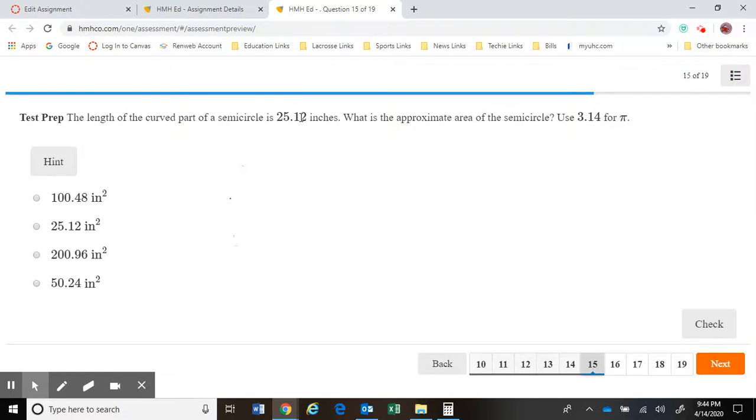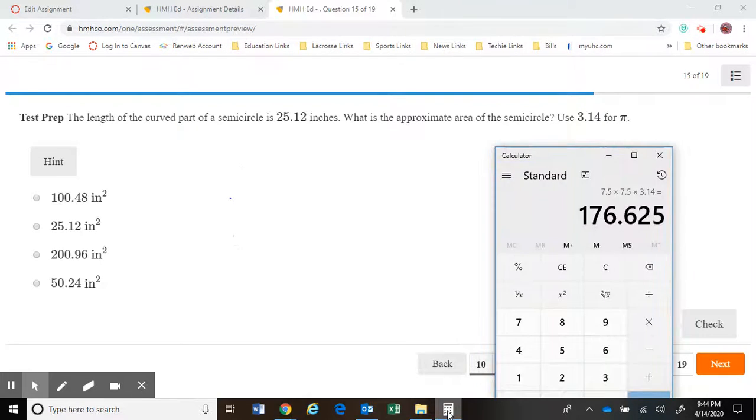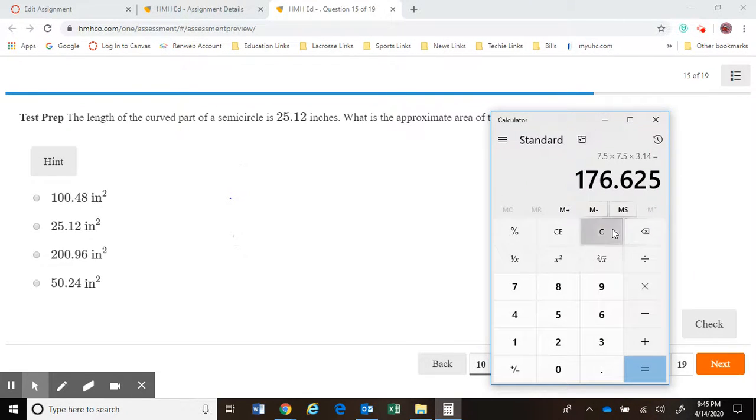So first of all, since they've given me the circular part of it, they've given me the circumference. So the first thing I need to do, of course, is to find what the diameter would be. Let's see, what would my diameter be? 25.12, and I want to divide that by 3.14, right? So 8. So let's say my diameter is 8.